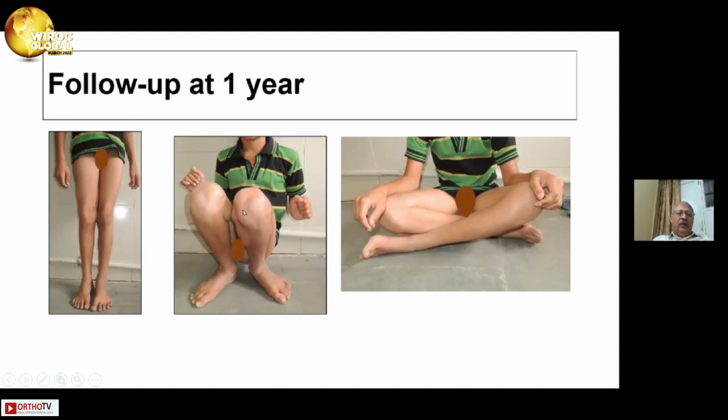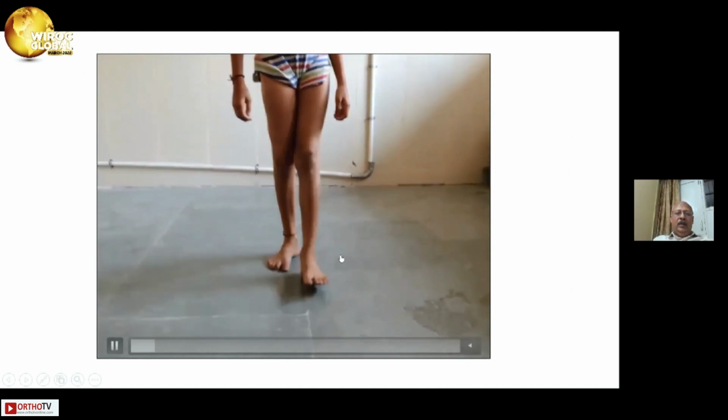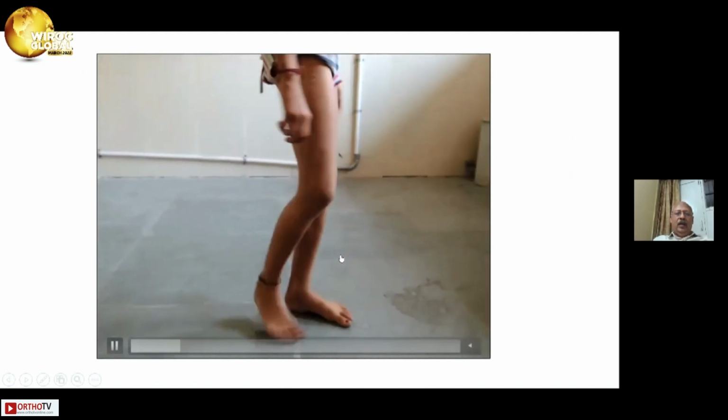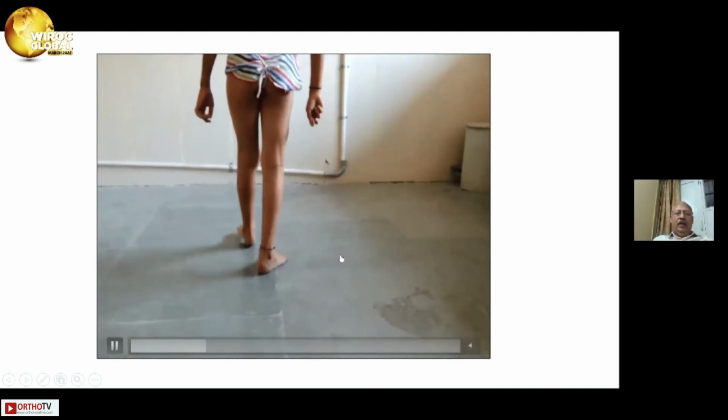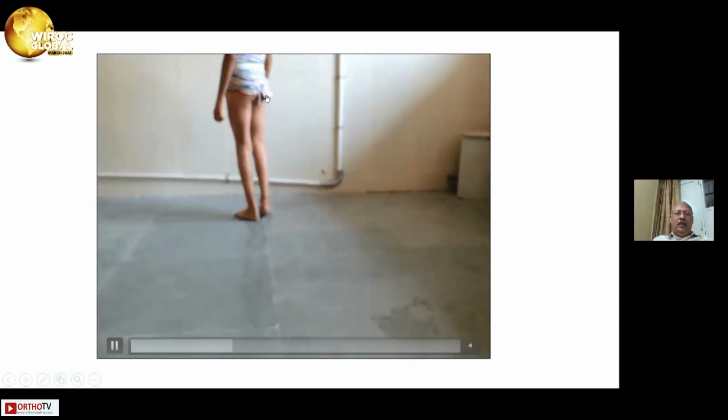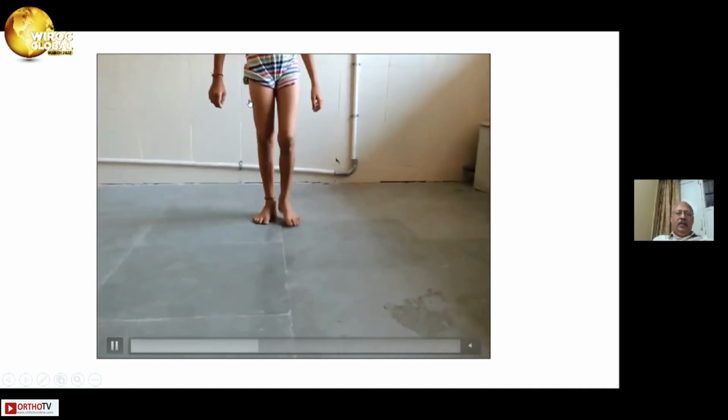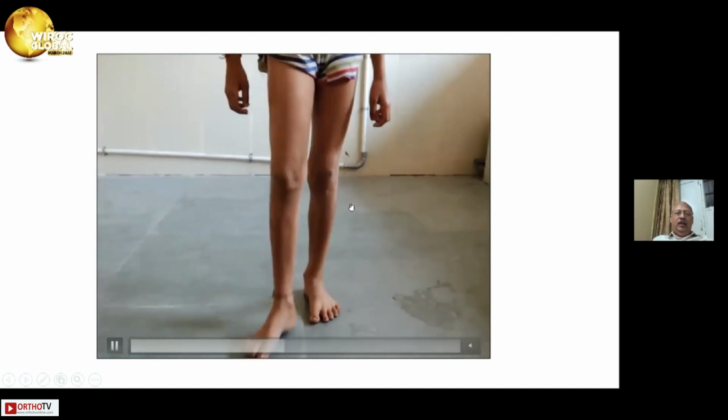You can see that the function is full. She's able to squat. There's no problem with the standing. Her limb length discrepancy is not there. And she's able to sit cross-legged. And that's her gait. If you don't see the scars on her right side, you can hardly notice the limb.